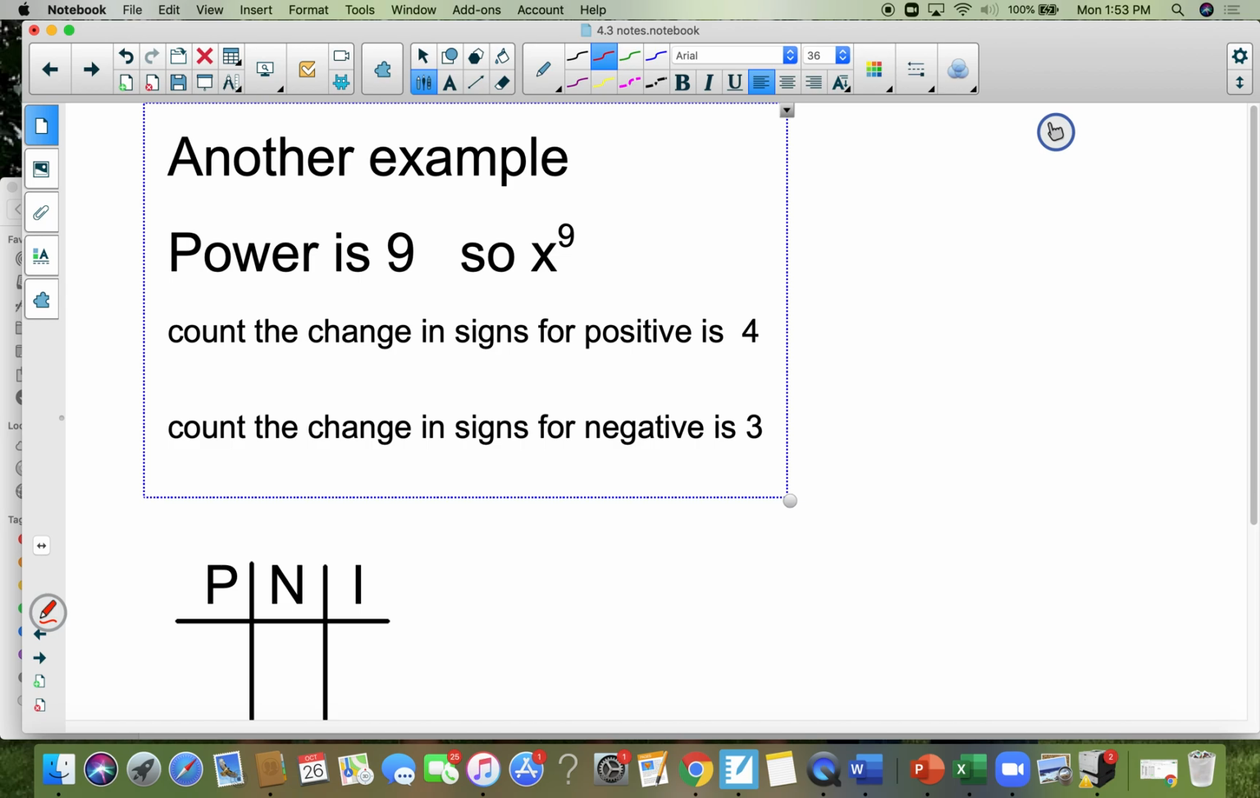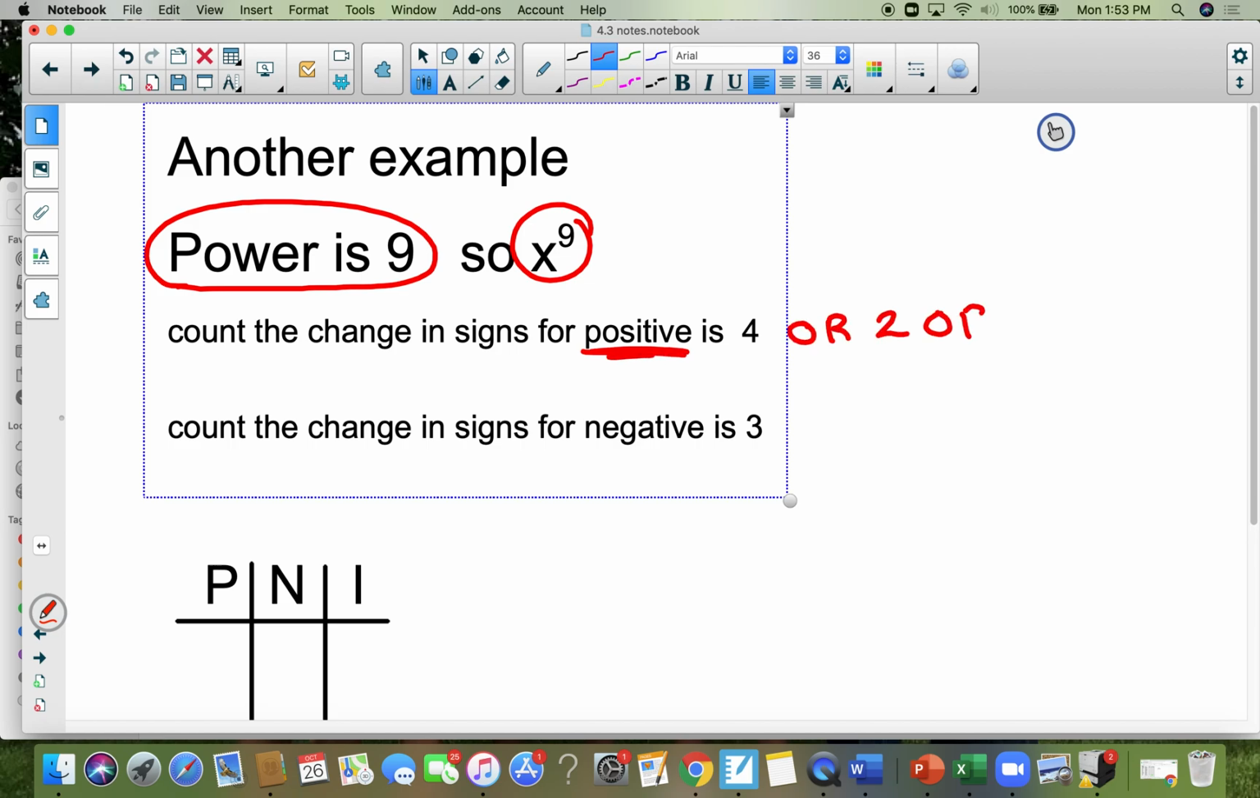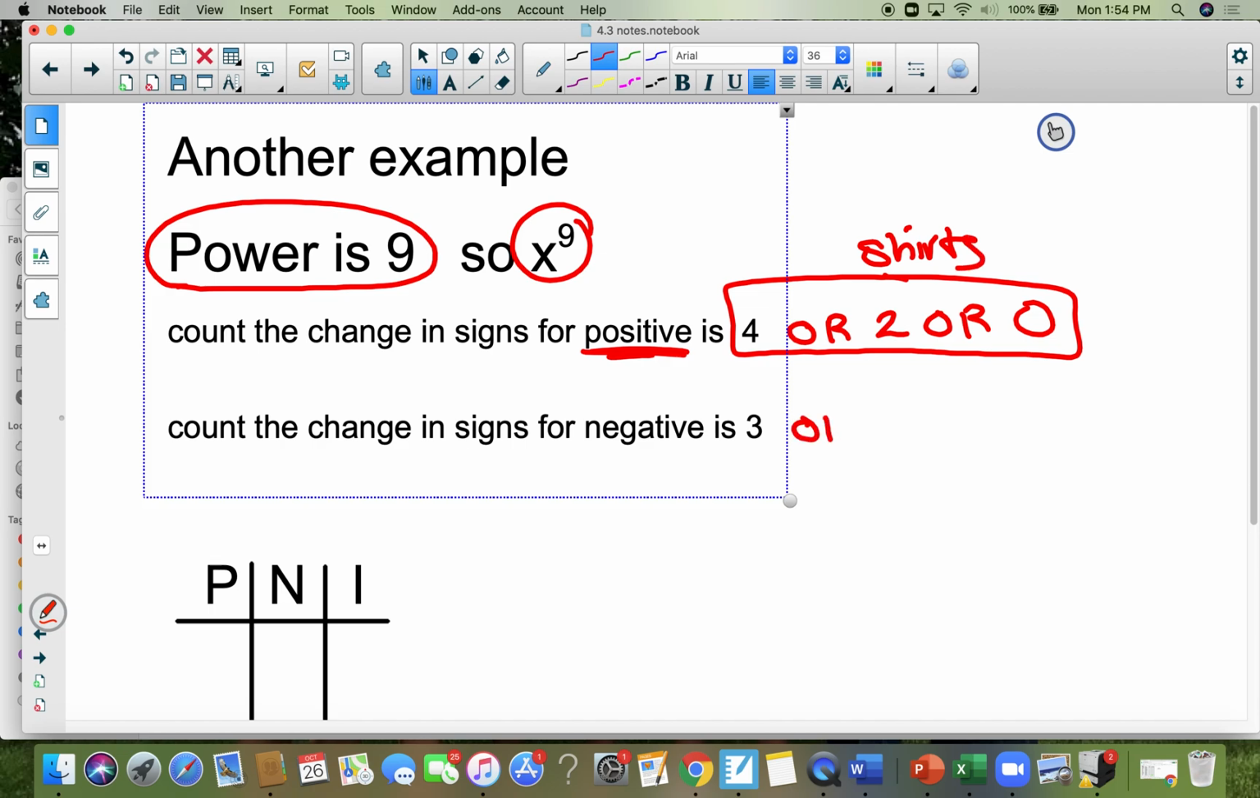Last one. The highest degree is 9. I just made this up. The power is 9, so x to the 9th is your highest power, so there could be 9 answers. When you count the change in signs for positives, there's going to be 4, or 2, or 0, and these stand for your shirts. 3 or 1 will stand for your pants. So if you have 3 shirts and 2 pants, there are 6 ways you can get ready.